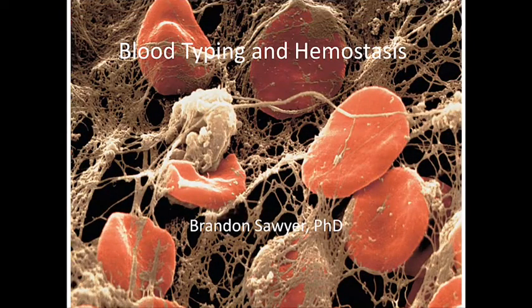All right, well, welcome to the next team-based learning day. We've been talking about the heart and the cardiovascular system, the blood vessels, and a little bit about the blood. And now we're going to talk about the two aspects of the blood, which are important. One is blood typing, and then second is blood clotting, also known as hemostasis.